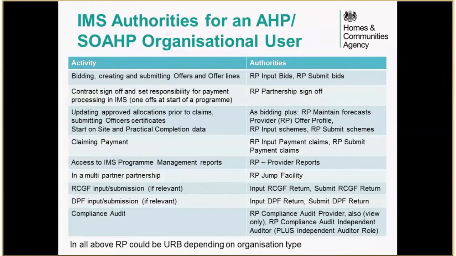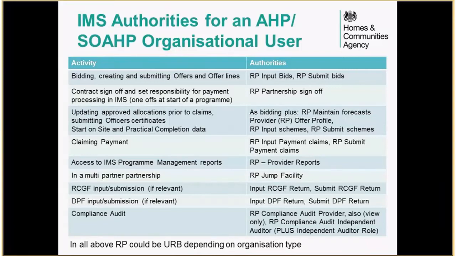So finally, compliance audit. That has its own separate guidance, which will tell security administrators exactly what they need to do, because things are slightly different within there. So there are three authorities for compliance audit, but they are effectively mutually exclusive. You would have one of them, not all of them. So the first one is RP Compliance Audit Provider, and then the same authority with view only. Now, the guidance on compliance audit will explain the details between those.